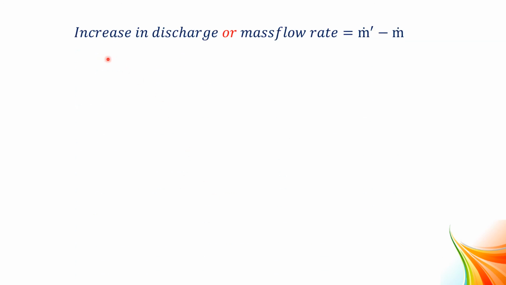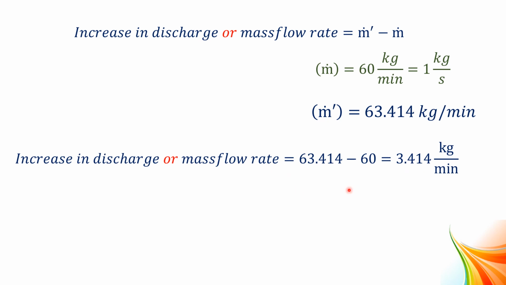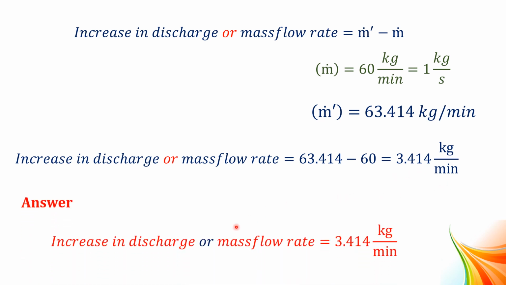Now we have to find out the increase in discharge or increase in mass flow rate, equal to m dot dash minus m dot. m dot is given in our problem, and m dot dash we have already calculated. Substituting these two values in this equation, we get the increase in mass flow rate or discharge equal to 3.414 kilogram per minute. So the increase in discharge or mass flow rate equal to 3.414 kilogram per minute. Thank you.